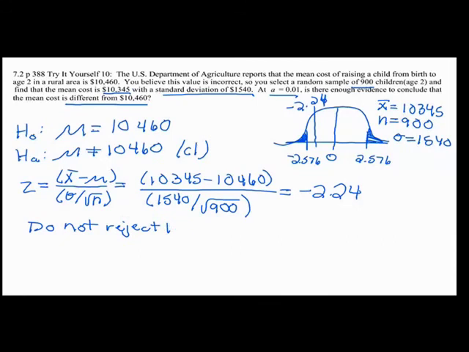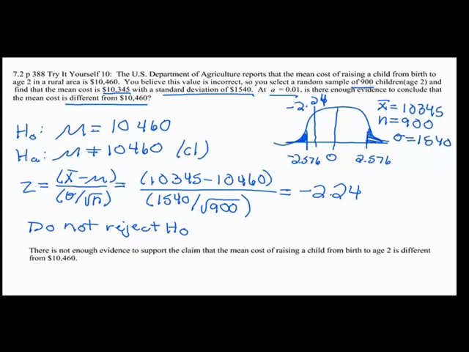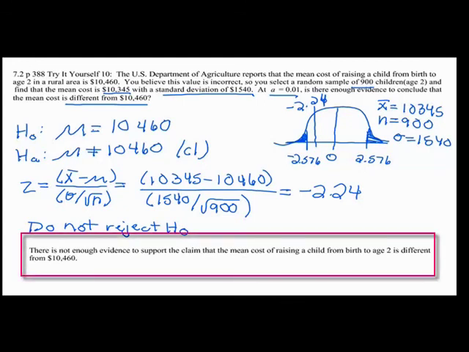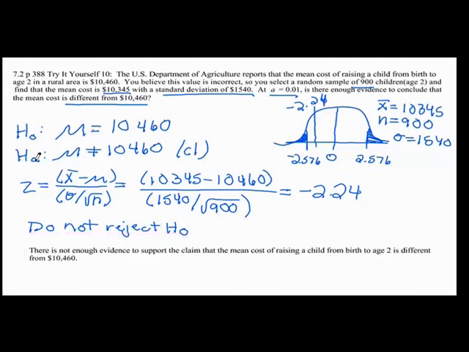Therefore, there is not enough evidence to support the claim that the mean cost of raising a child from birth to age 2 is different from $10,460. The claim is not supported because the null hypothesis is not rejected.